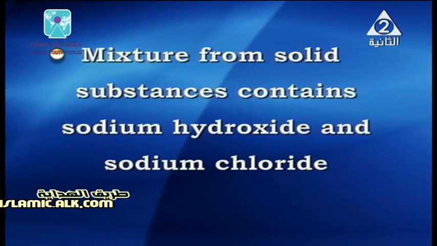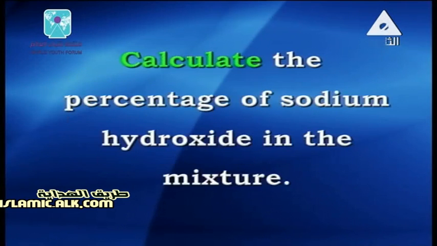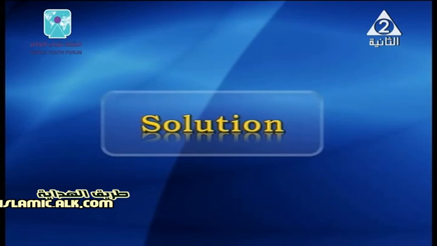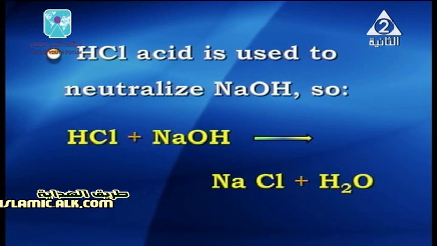A mixture of solid substances contains sodium hydroxide and sodium chloride. 0.1 gram from it is titrated by 10 milliliter of 0.1 molar hydrochloric acid. Calculate the percentage of sodium hydroxide in the mixture. Solution: the hydrochloric acid is used to neutralize sodium hydroxide, so HCl plus NaOH gives NaCl plus water.